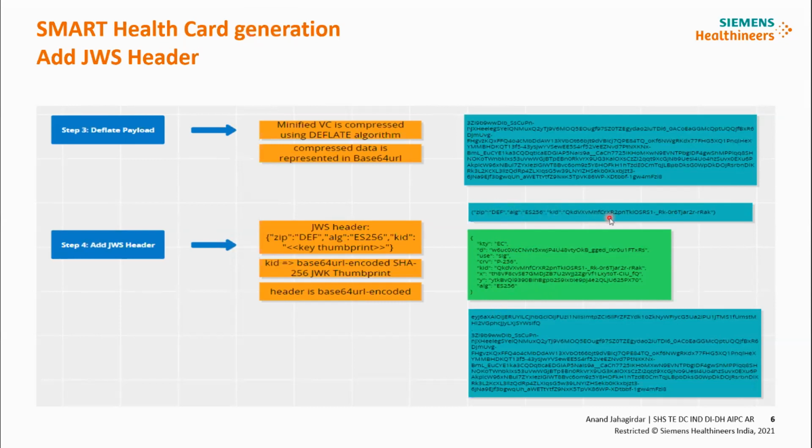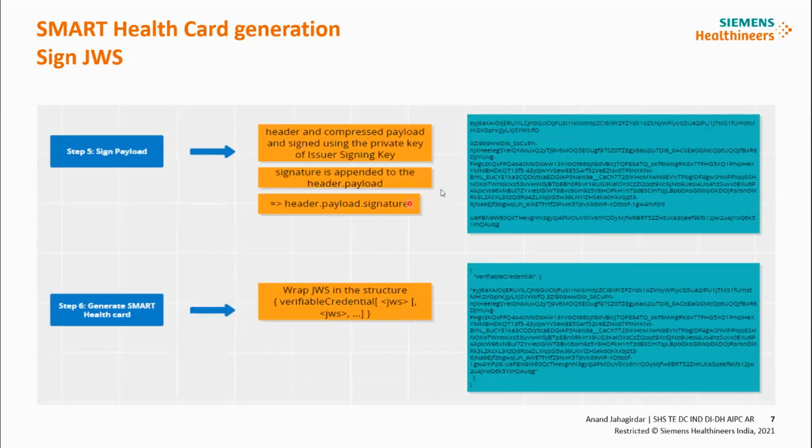First you create a header, you put the base64 format of that header, and then you use this entire key for signing. So you have the header, now you have the payload. You sign it, you generate the signature, and you attach it. Now you see that it has header, payload, and signature, which is the JWS format. Finally, you put that information in an array of verifiable credentials, and your health card is ready. This is the health card in its raw form.